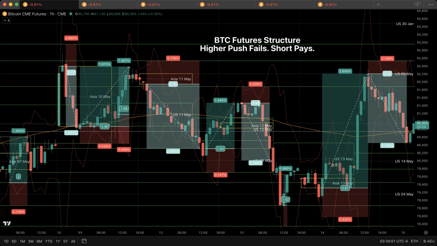The move first looks like continuation. Then it becomes reversal. That is why you wait. That is why you do not chase the first direction. That is why entry, stop, and target must come from memory, not from emotion, not from a fast candle, not from a late reaction. The market climbs. It cannot stay. The higher push fails. The short pays. That is the structure. That is the execution. That is the trade.